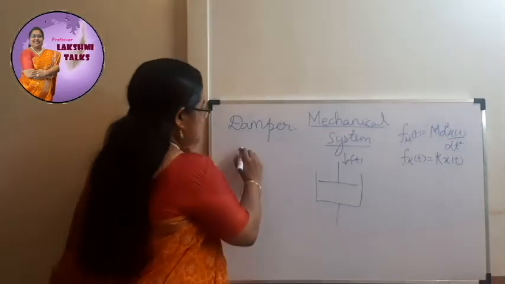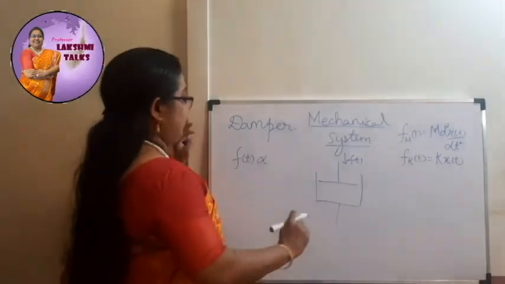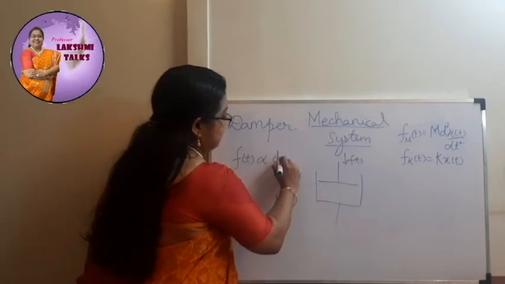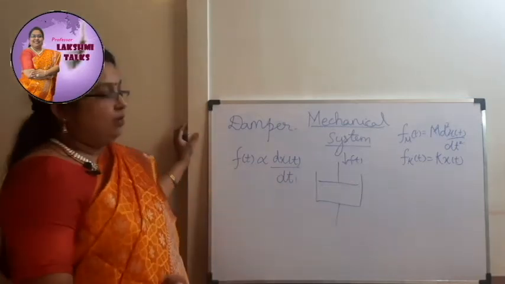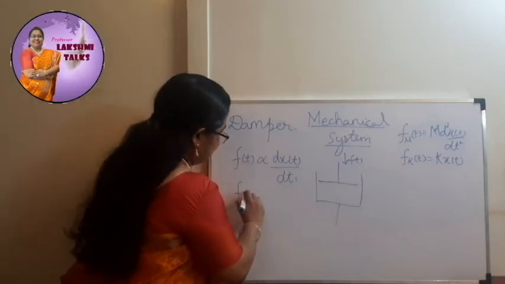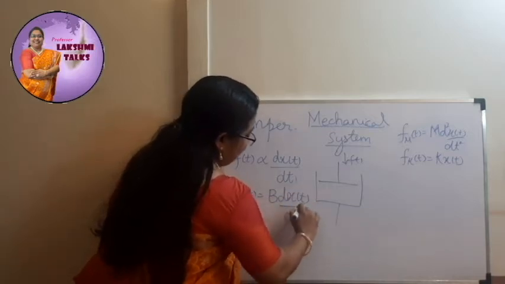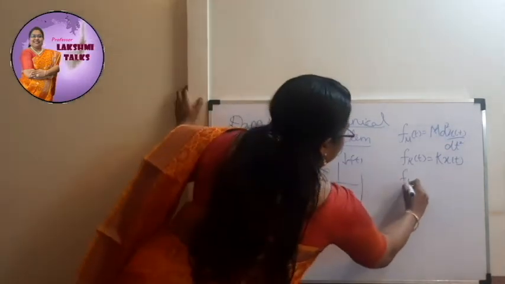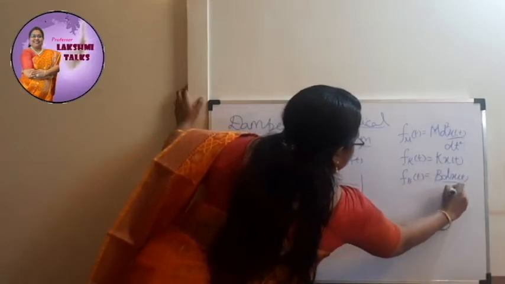So the force applied on a damper is proportional to the rate of flow of oil, or the rate at which the oil is coming out of the piston cylinder arrangement. So it is dx of t by dt, right, which is the velocity or the rate at which the oil is coming out. So how to remove this proportionality symbol? F of t is equal to b dx of t by dt, and we'll give this a suffix b. So Fb of t is equal to b dx of t by dt.